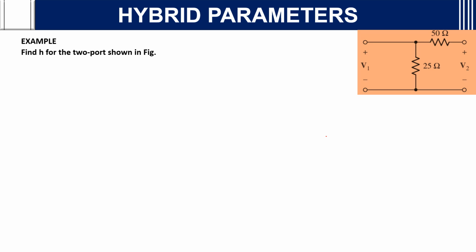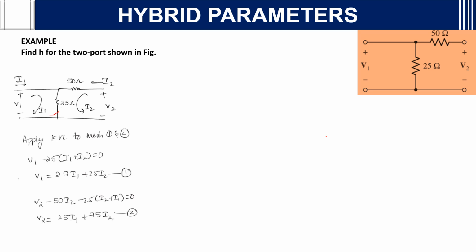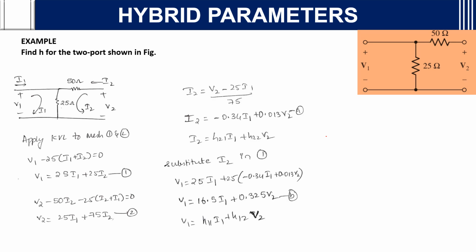Same. Apply KVL to both meshes. Consider two currents, I1 and I2, positive to negative. Then V1 is equal to 25 I1 plus 25 I2. V2 will become 25 I1 plus 75 I2. You need to know how to write KVL by now. Then I2 is equal to (V2 minus 25 I1) by 75. So I2 is equal to minus 0.34 I1 plus 0.013 V2. So H21 will become minus 0.34 and H22 will become 0.013. So we got the H21 and H22 parameters.